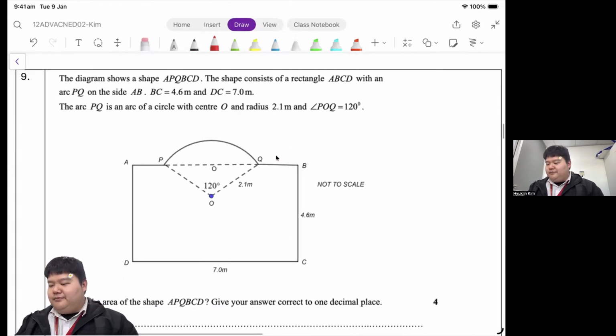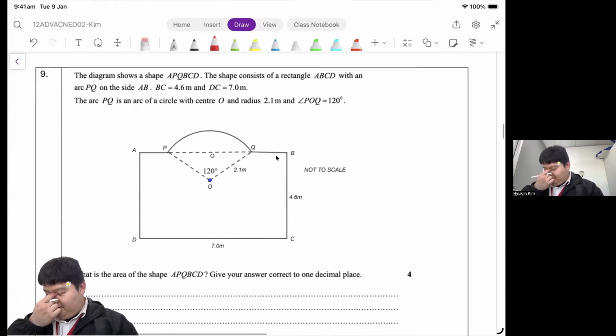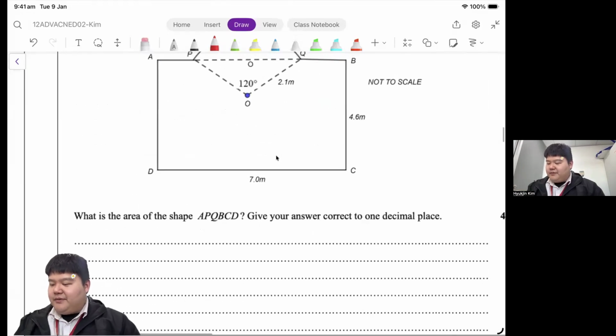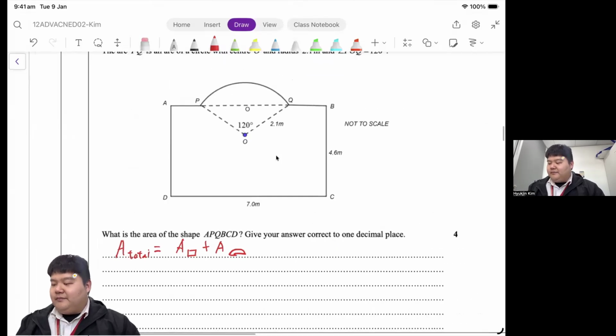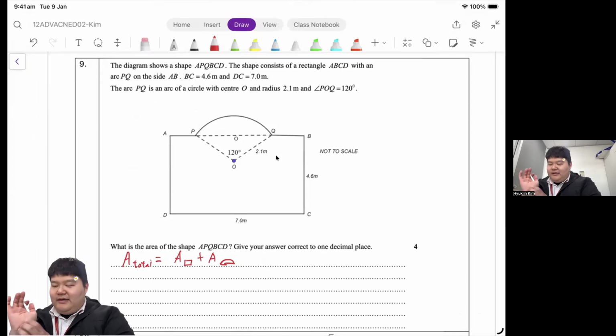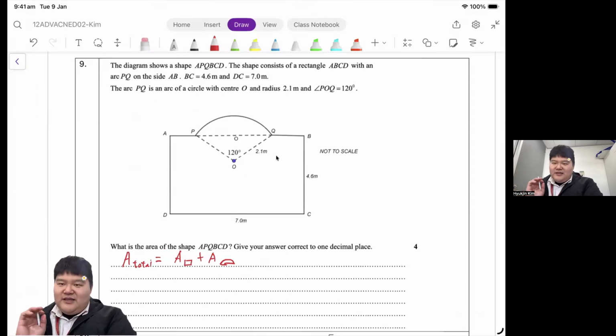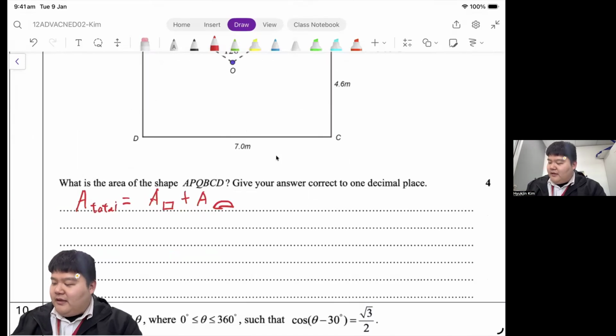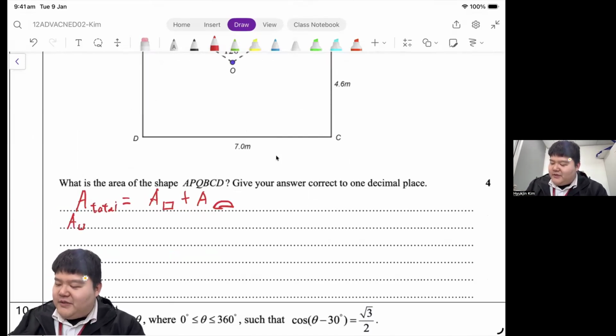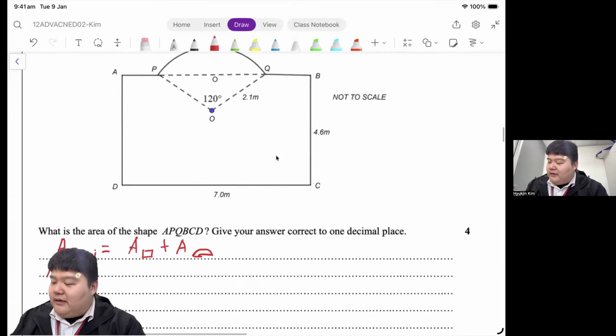Hope this is easy. Find the area of the shape. Area total equals area of the rectangle plus area of the little crust. Yeah. So now let's take it one step at a time. It is a full markup. I gave you no space to do it because I didn't think you needed to.